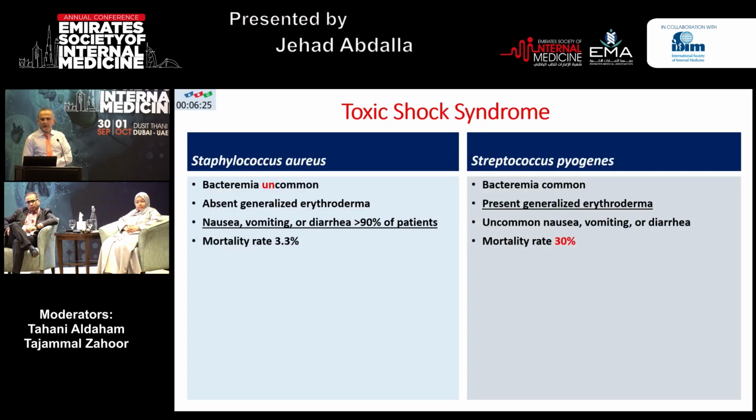What about the most common cause? It is either Streptococcus pyogenes, group A strep, or Staphylococcus aureus. And in Staphylococcus, bacteremia is uncommon, while in group A strep, common. The mortality rate is extremely high in group A strep, 30% versus 3%. GI symptoms are common in the less dangerous form with Staph aureus, the nausea, vomiting, or diarrhea. Finally, in group A strep, the sunburn erythema is diffuse all over, while in Staph aureus it might be in certain areas.